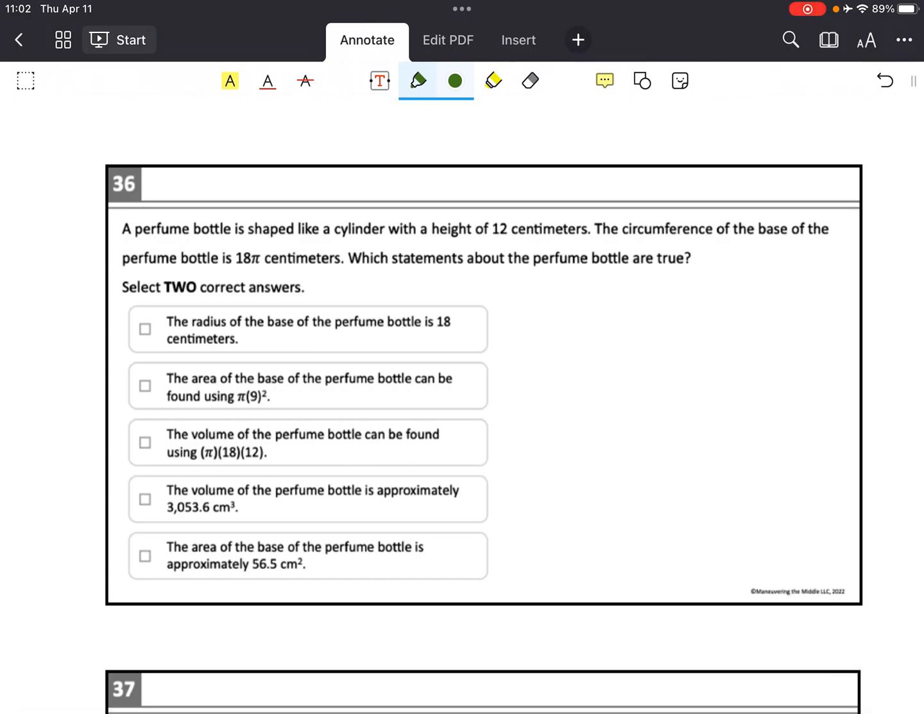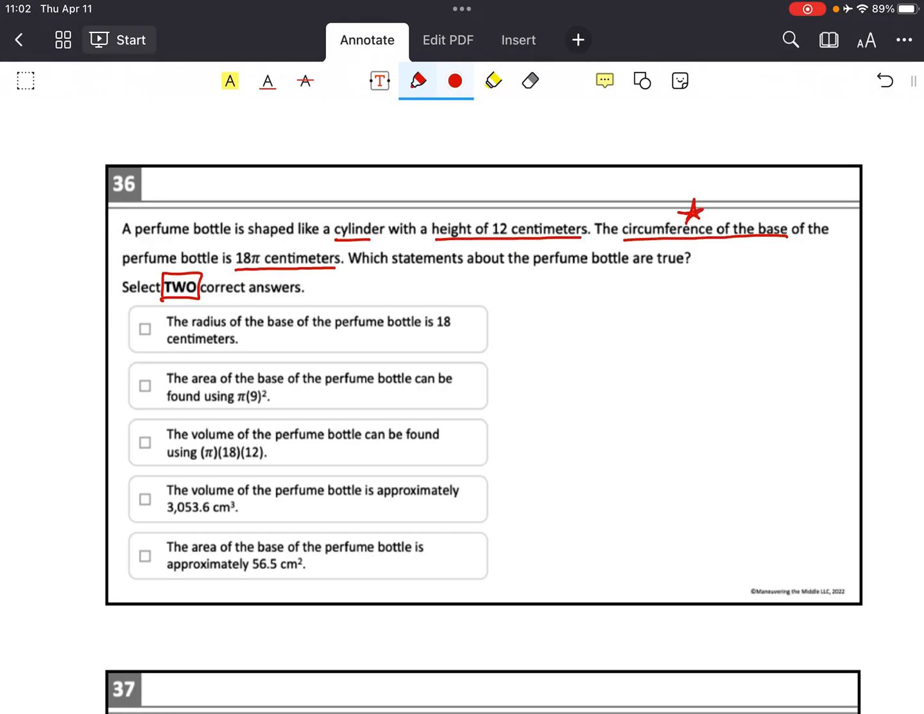Question 36 says that a perfume bottle is shaped like a cylinder with a height of 12 centimeters. The circumference of the base of the perfume bottle is 18 pi centimeters. Which statements about the perfume bottle are true? Select 2 correct answers. Now, circumference is something that we very briefly talked about.